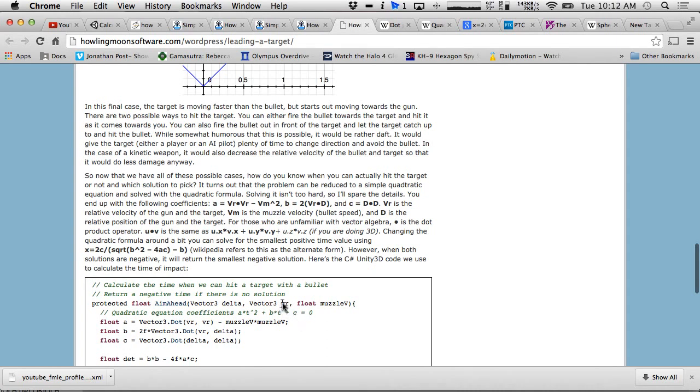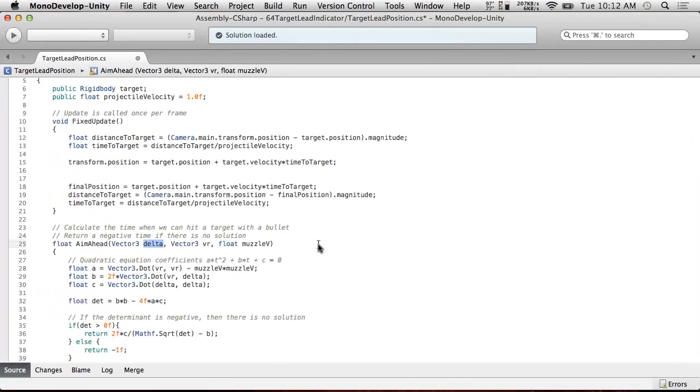Okay, so VR is the relative velocity of the gun and the target. Delta is the relative position of the gun and the target. And muzzle velocity is the muzzle velocity.